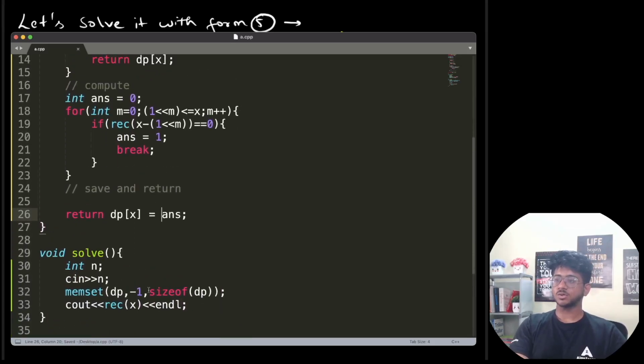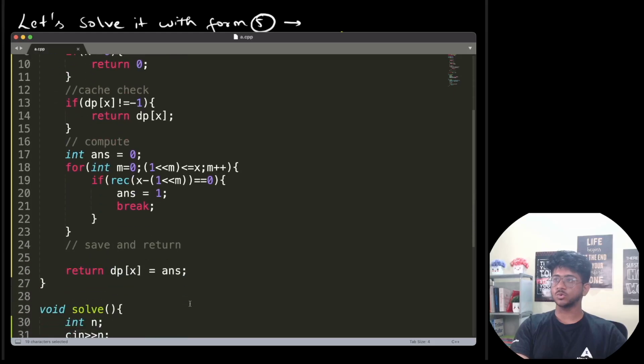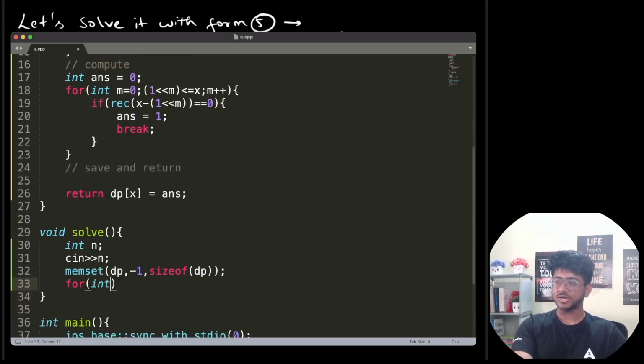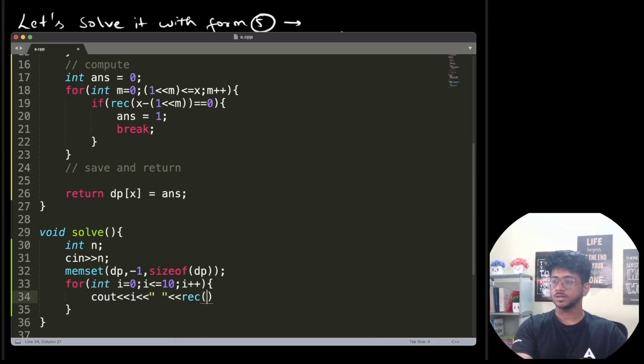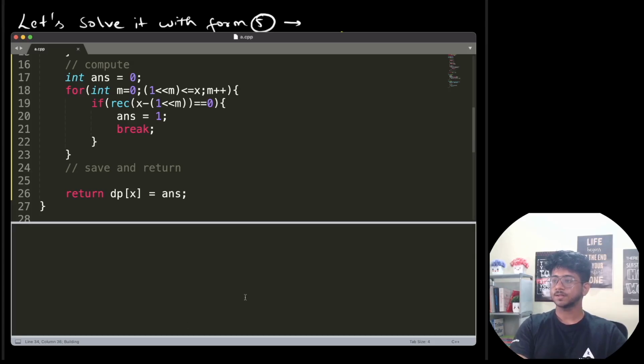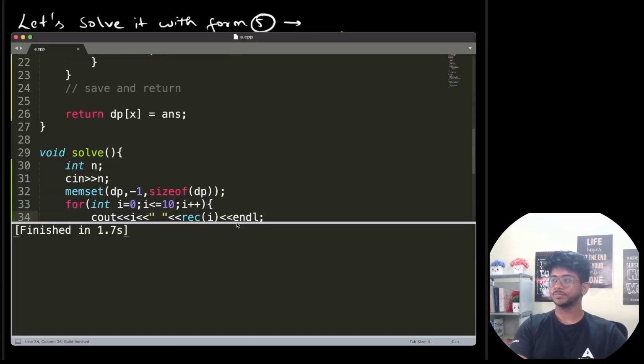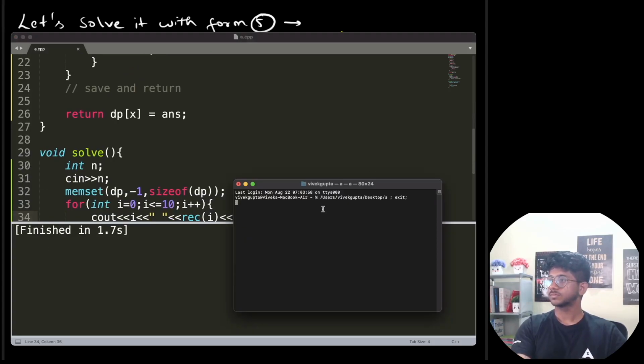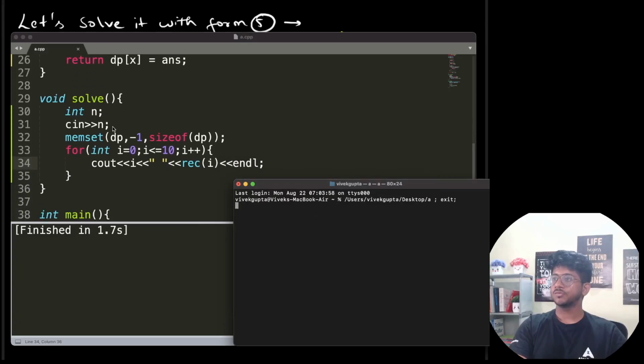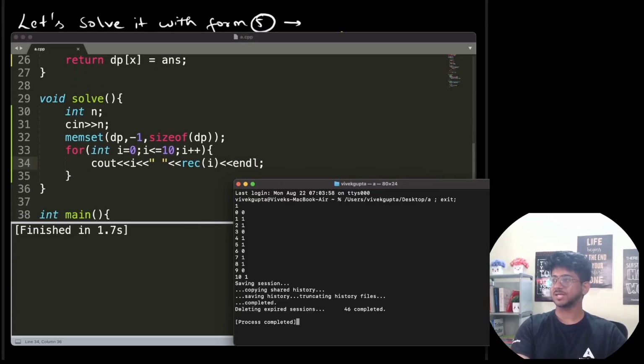Okay, so that is the whole scenario. Let's try to see what is happening in this case. This is the whole code that we need to have. Let's try to see for i equal to 0, i less than or equal to 10, i plus plus, cout i, rec of i. Let's try to run this code over here. We don't really need n anymore because anyway, I can print anything.